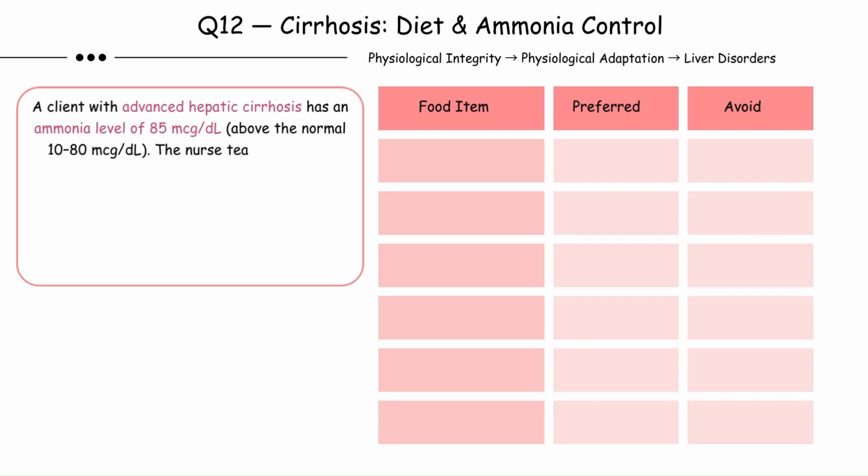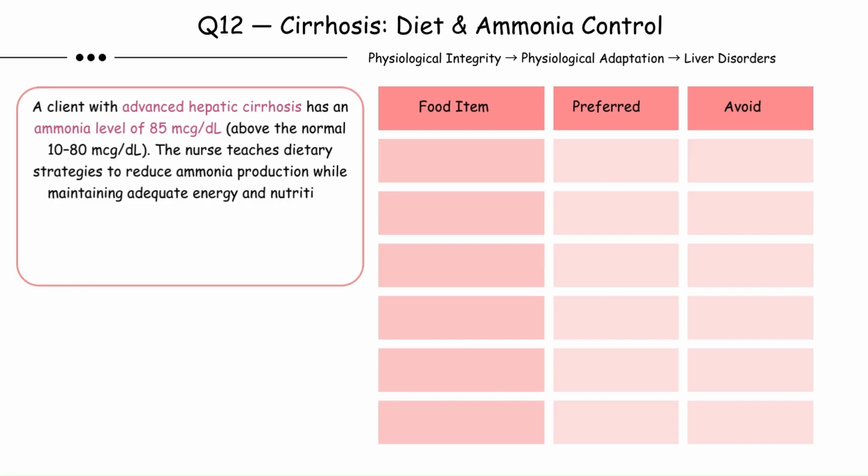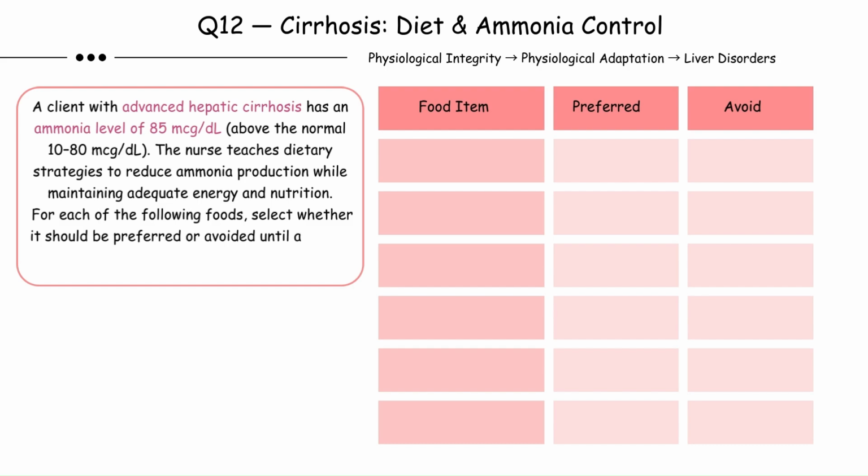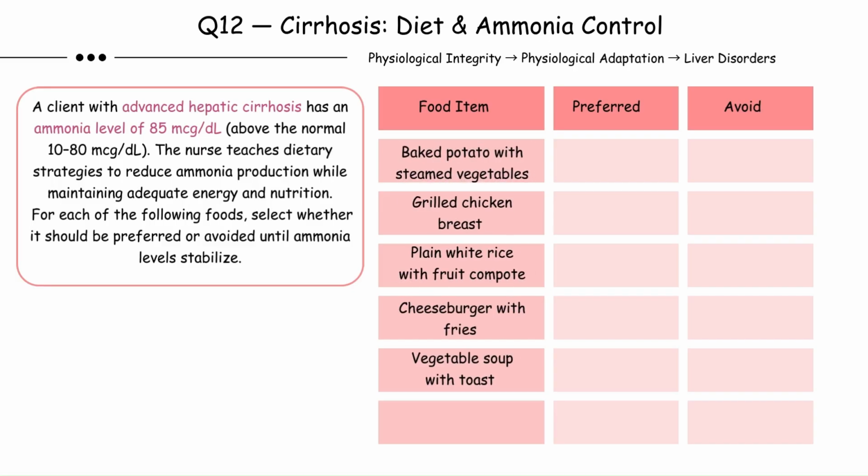The nurse is teaching how to choose foods that help reduce ammonia production while still providing enough energy and nutrition. For each of the following foods, decide if it should be preferred or avoided until ammonia levels stabilize. Here are the food items: baked potato with steamed vegetables, grilled chicken breast, plain white rice with fruit compote, cheeseburger with fries, vegetable soup with toast, tuna salad sandwich.